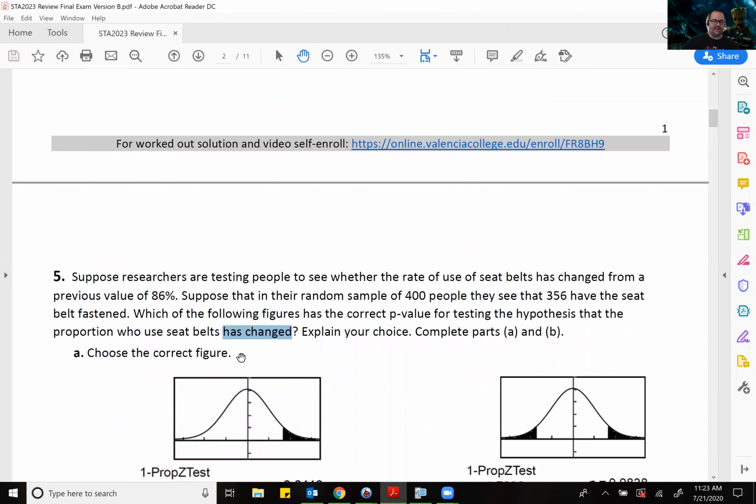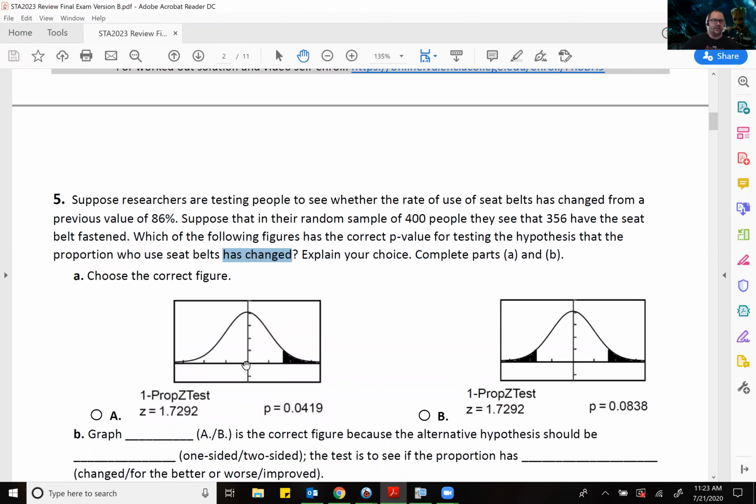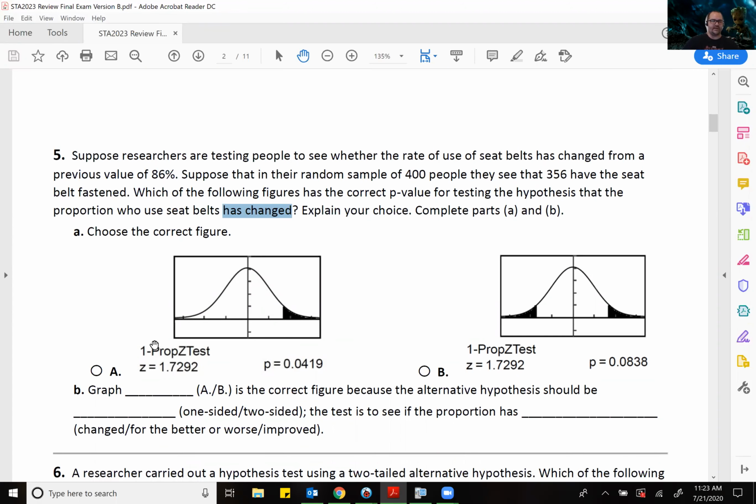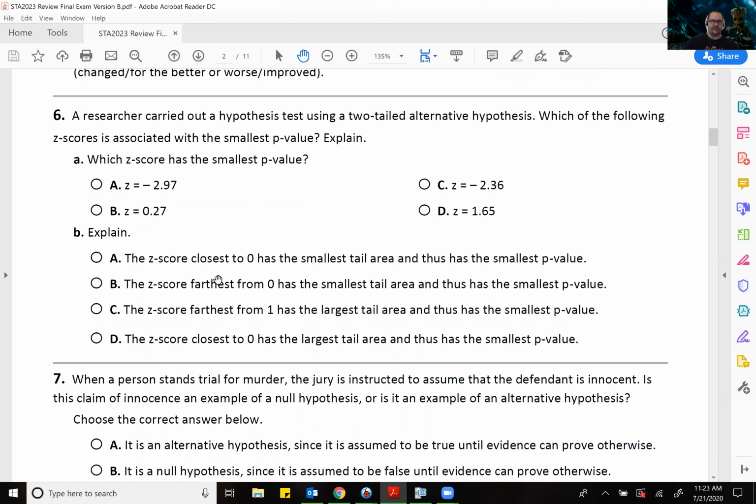Remember that the mean in the middle is always, this part right here represents a z-score of 0. So the furthest away we are from this line, which represents 0, the smaller our p-value. So we need something that says it. So here it says the closest to 0. That's not true. The furthest from 0, there we go. That's good. Has the smallest tail area, which I talked about, and thus the smallest p-value. So the answer has to be B.